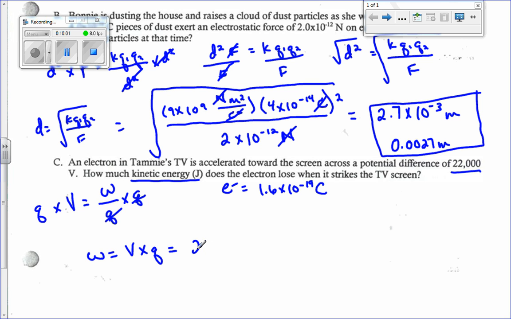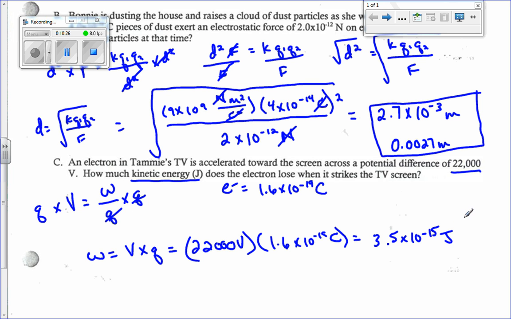So voltage is 22,000 volts. And charge is 1.6 times 10 to the negative 19 coulombs. Multiply those together and you should get 3.5 times 10 to the negative 15 joules.